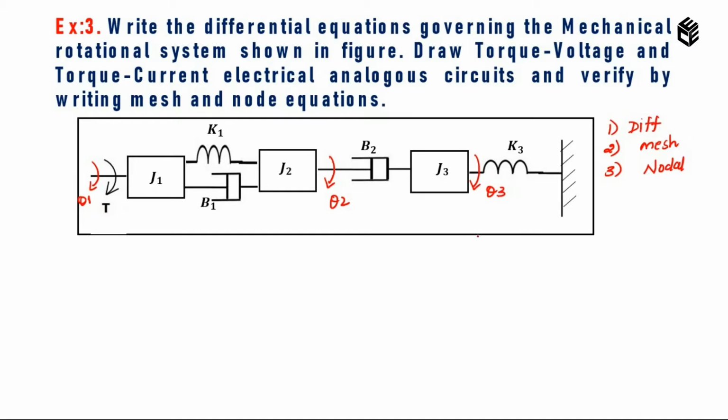Okay, now let's start solving the problem. So to the node J1, what are all the elements connected? K1 and B1, also torque T. To the node J2, what are all the elements connected? B1, B2 and K1. And also to the node J3, what are all the elements connected? B2 and K3. Okay.